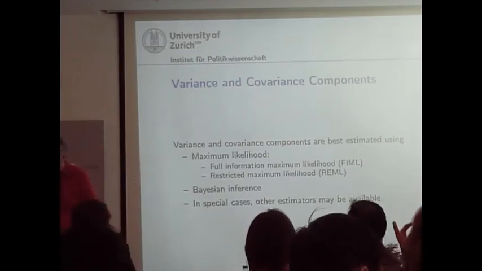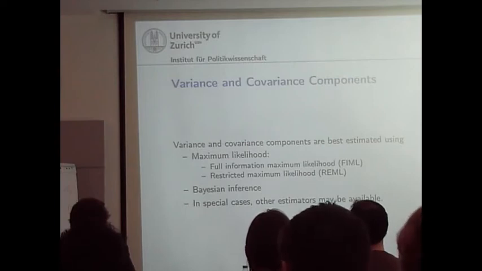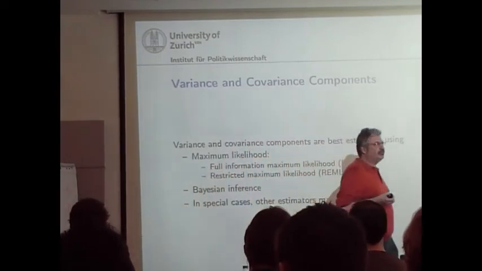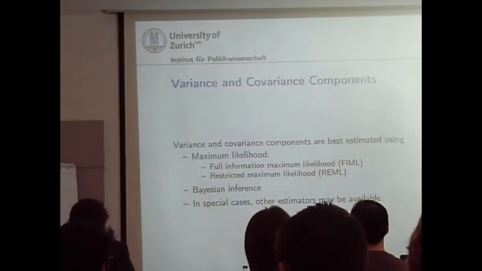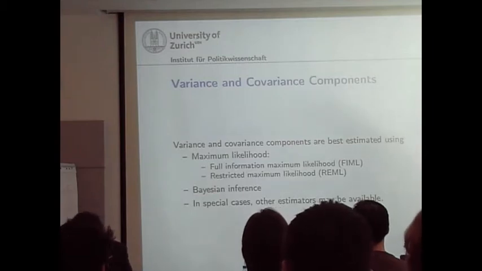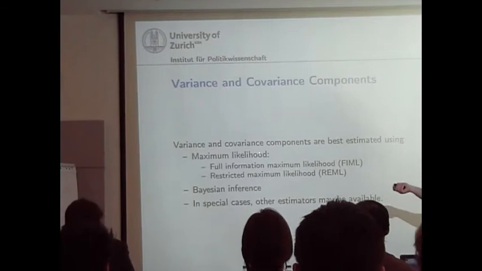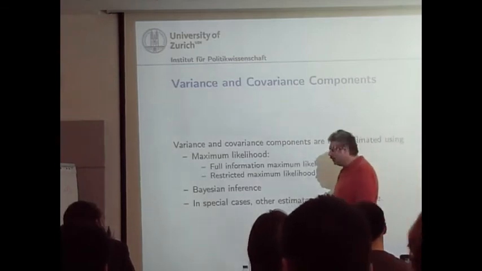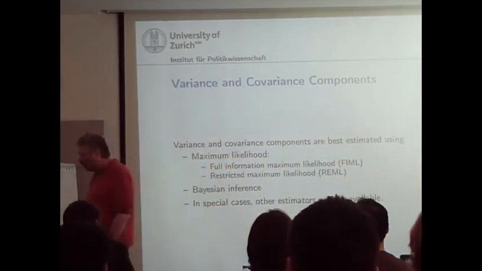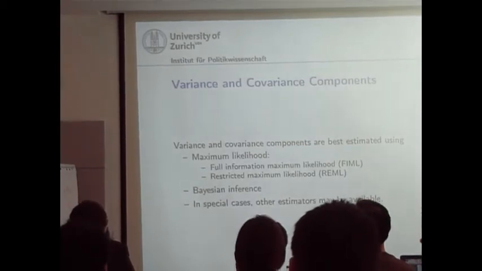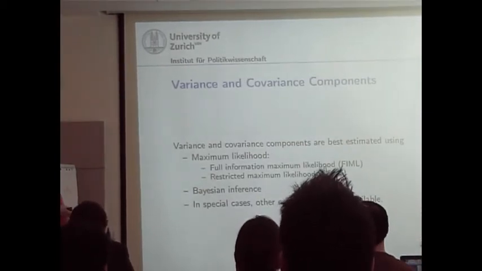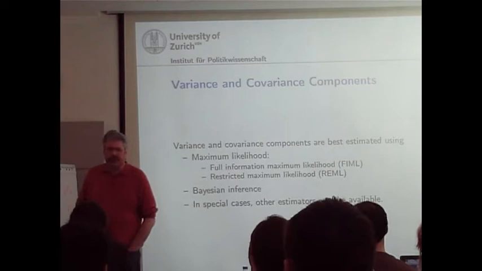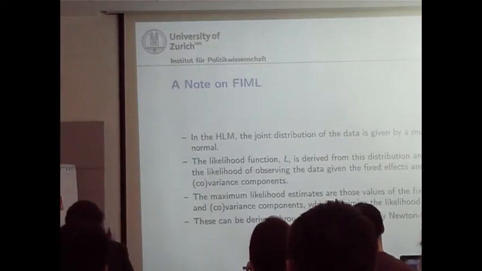Least squares doesn't work there, and what you want to do is use either maximum likelihood or Bayesian inference. There are also some special cases, especially with random effects ANOVA, where some other estimators are available, but the general purpose ones are maximum likelihood and Bayesian. And with maximum likelihood, because we will not talk about Bayesian, there are actually two choices available: something known as full information maximum likelihood and something known as restricted maximum likelihood.